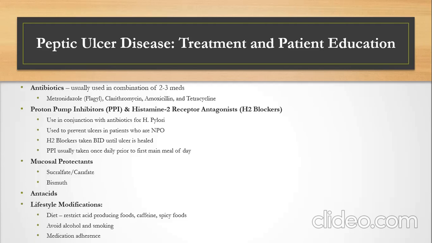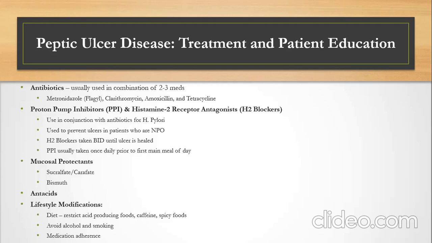Those include sucralfate, or Carafate is the brand name for it, easier to say, and Bismuth, which is like Pepto-Bismol. Mucosal protectants are going to actually coat the lining and allow the ulcer to heal underneath it. So you'll hear people say, H2 blocker or PPI, those work to decrease secretion of acid. Antacids work to neutralize acid, and mucosal protectants coat the lining and allow healing underneath them.